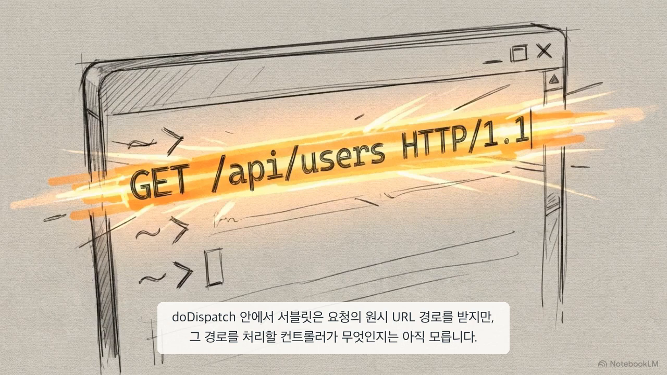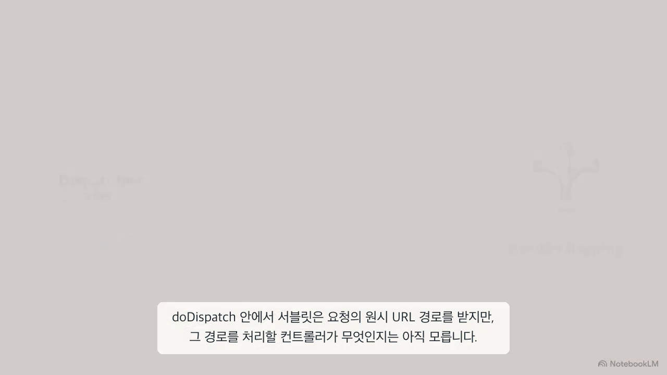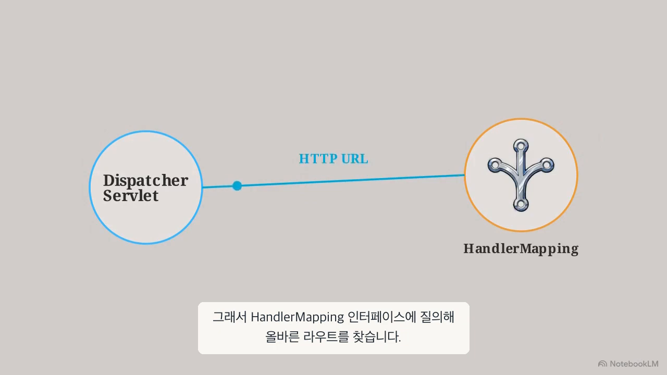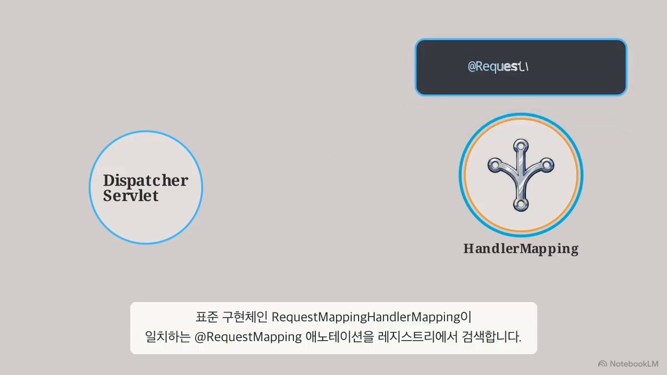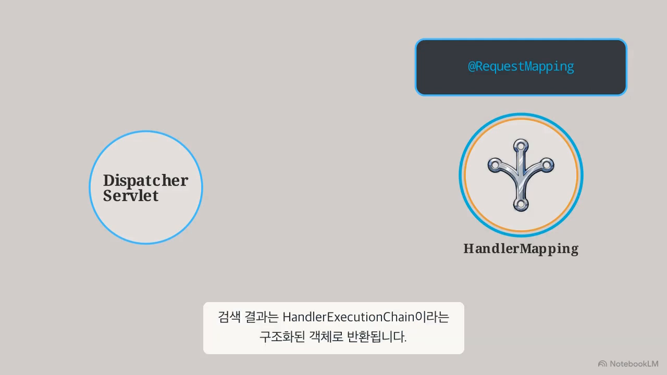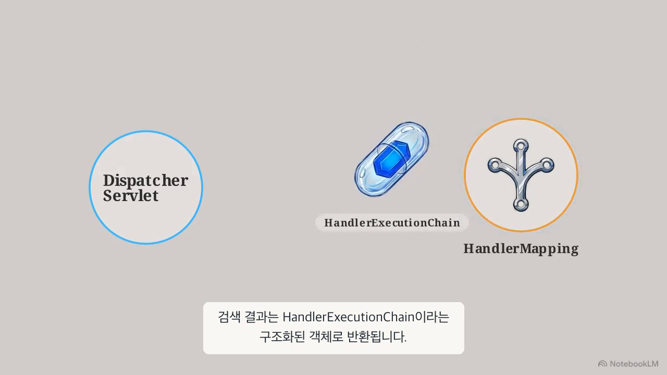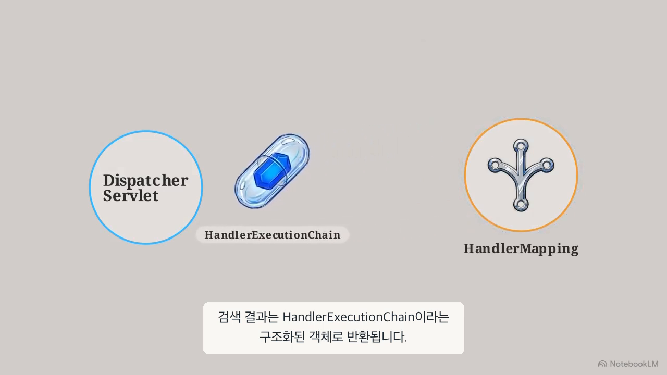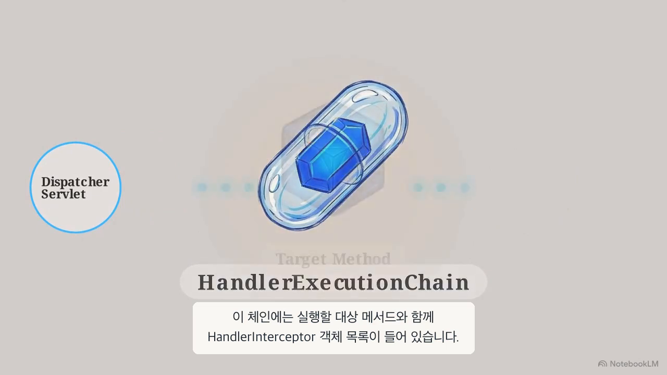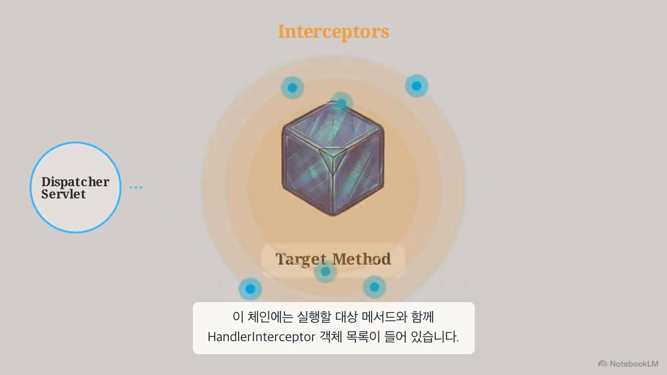Inside doDispatch, the servlet holds a raw URL path, but it does not yet know which controller is supposed to process it. The servlet identifies the correct route by querying the handler mapping interface. A standard implementation, RequestMappingHandlerMapping, searches its registry for a matching @RequestMapping annotation. The mapping returns its findings in a structured payload called a handler execution chain. This chain contains the target method to execute, bundled with a list of handler interceptor objects.